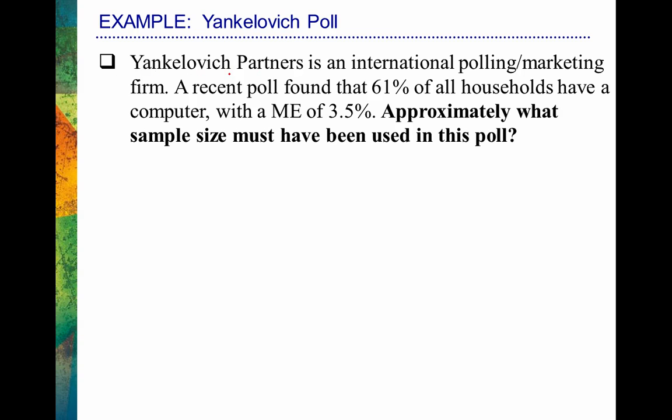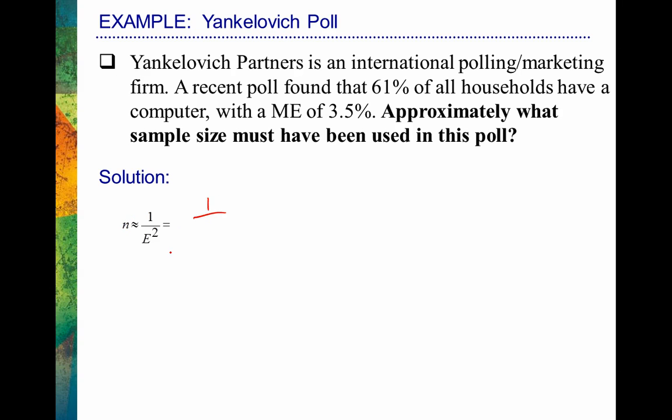Yankelovich Partners is a really large name when it comes to polling research, for international polling and marketing research, stuff like that. A recent poll found that 61% of all households have a computer, with the margin of error equal to 3.5%. Approximately what sample size must have been used in this poll? Well, we can figure that out using the same formula. Let's say we want a margin of error of 3.5% or 0.035. If we stick that into our formula right here, we can figure out the sample size that is needed.